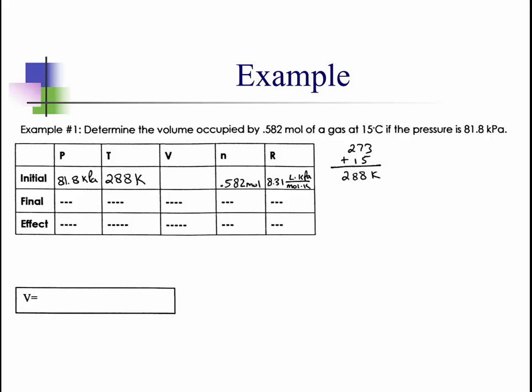And then the R value, we've got to look back. We're going to use the kPa, so it's going to be 8.31 liters times kPa over moles times Kelvin. And again, write out those units, please.